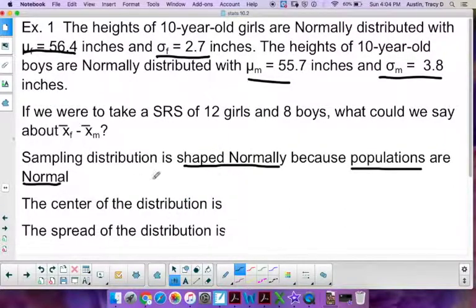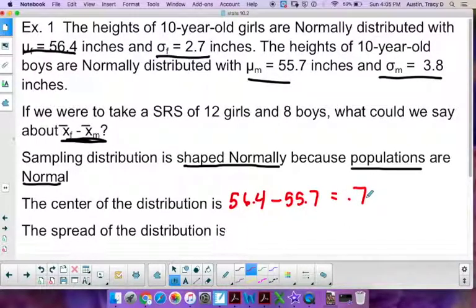Okay, the center of that distribution of those differences is going to be the girls' mean minus the boys' mean, because they are subtracting females minus males, and that's going to be 0.7.